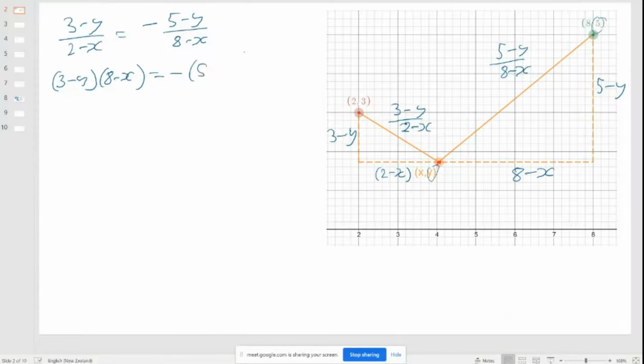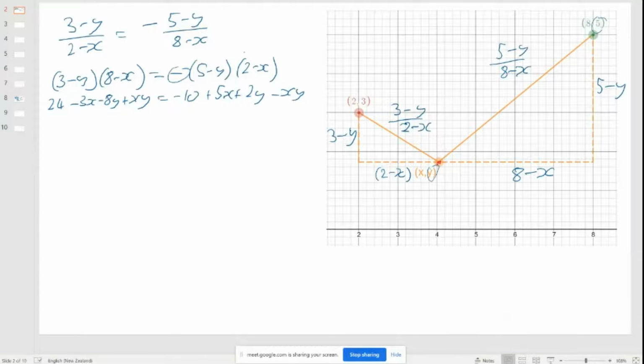And then multiply both sides by 2 minus x, and we'll expand it all out. So we get 24 minus 3x minus 8y plus xy. And we get 5 times 2 is 10, but times negative 1, so negative 10 plus 5x plus 2y, and take away xy. I've multiplied everything by negative 1 as I went along.